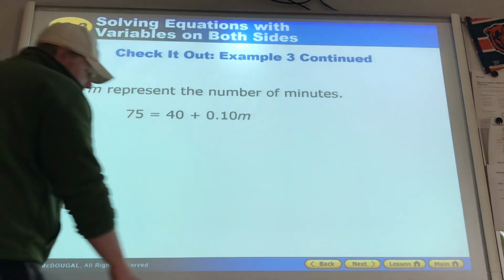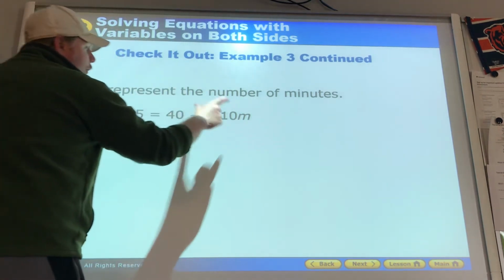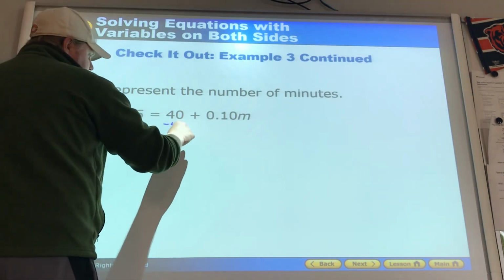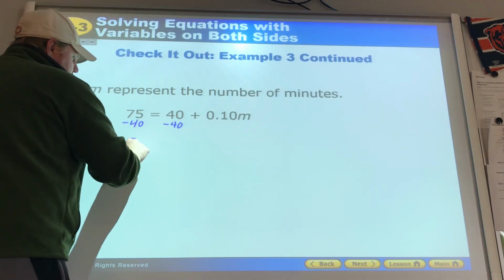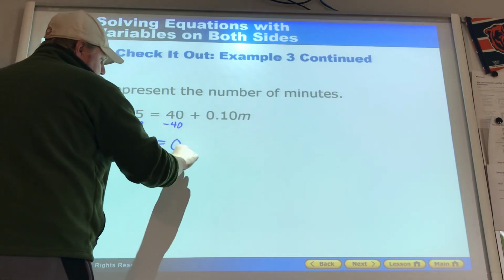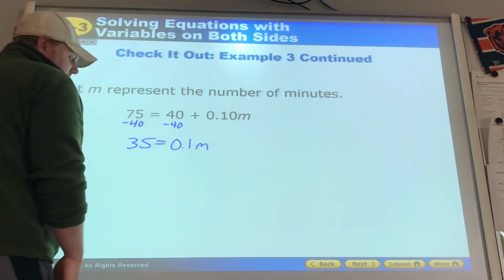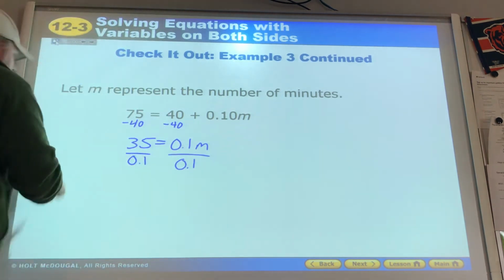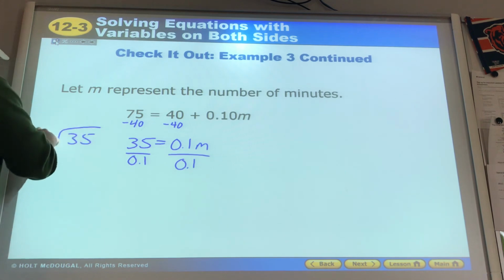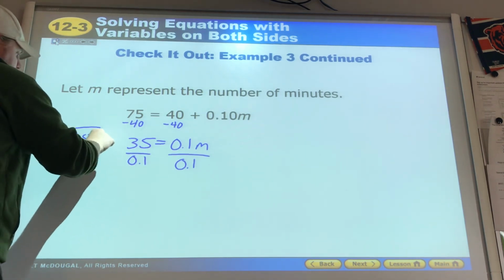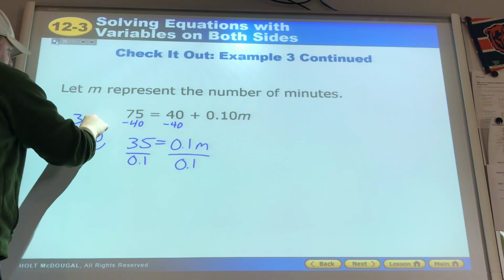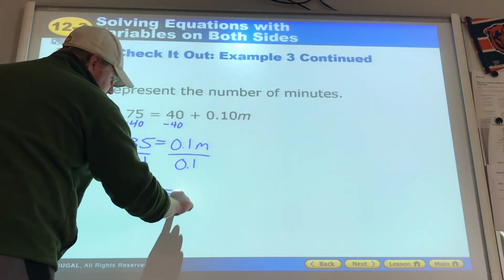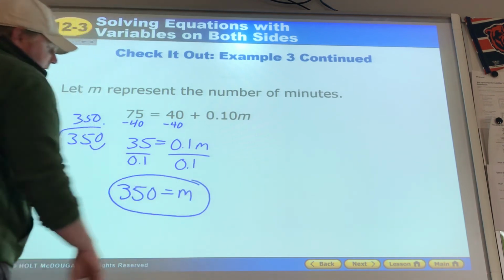All right, so here, there's only one M. We don't need to do anything with it. Subtract 40. Subtract 40. 35 equals 0.1M. We divide by 0.1. 35 divided by 0.1 is 350. I would have to talk on the phone for 350 minutes for these to be the same price.